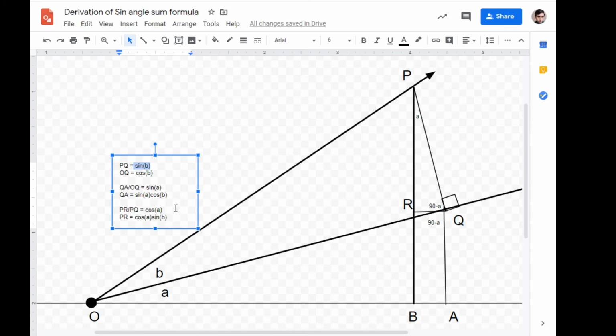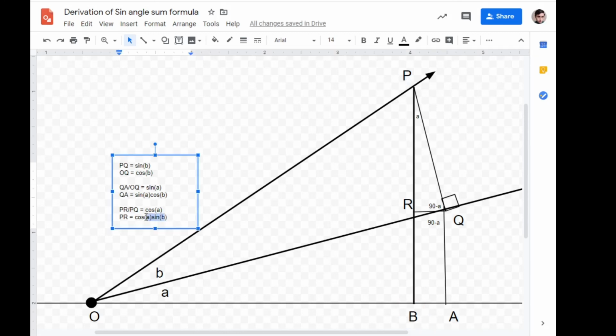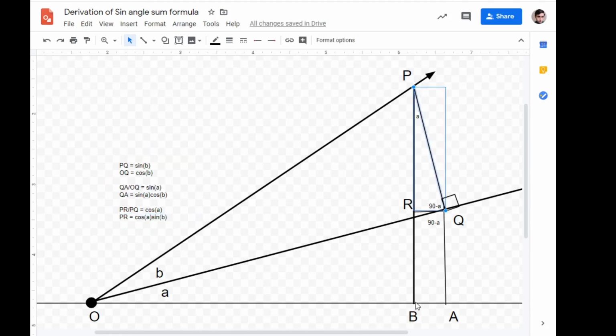So finally, this length right here, from P all the way to B is, well, from P to R, we already know that's cosine of A times sine of B. And we know from R to B, because this is a rectangle right here, we've made all these right angles, from R to B is the same as from Q to A. So if we add together the length from P to R and the length from Q to A, we add up this QA plus PR, that's going to give us from P to B, which is the sine of both A and B put together.